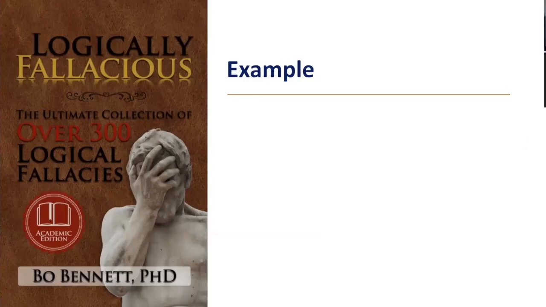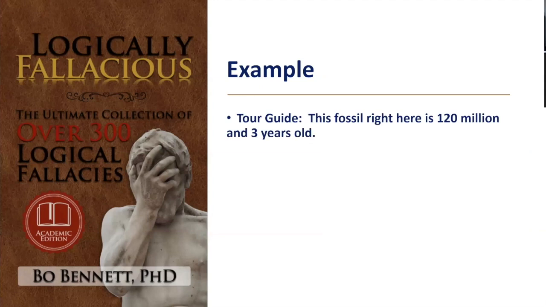That's the logical fallacy of fake precision. So this is the story of a tour guide, and I think he's a retired appraiser. He's giving a tour in a museum, and they're in the fossil part of the museum right now. They're talking about the origins of the world and so on. And he says, this fossil is 120 million and 3 years old.